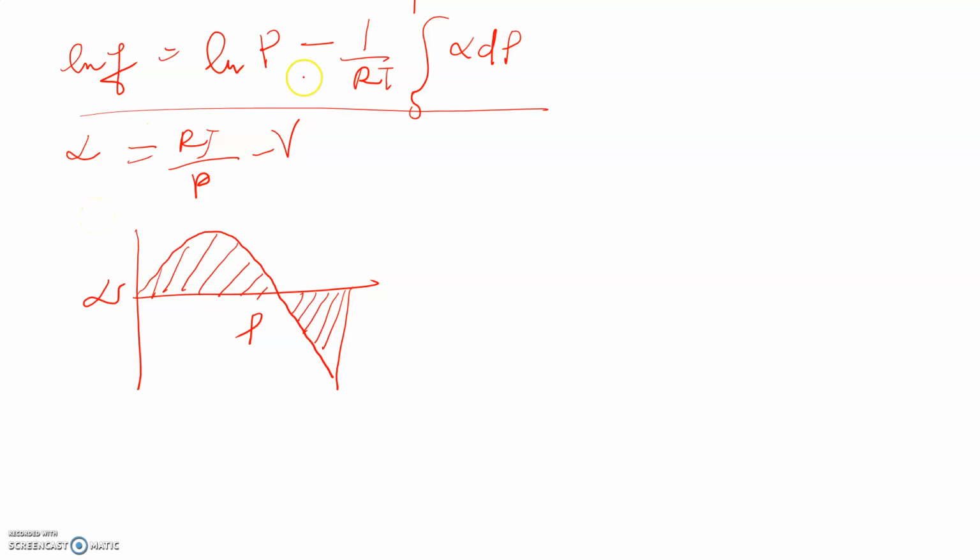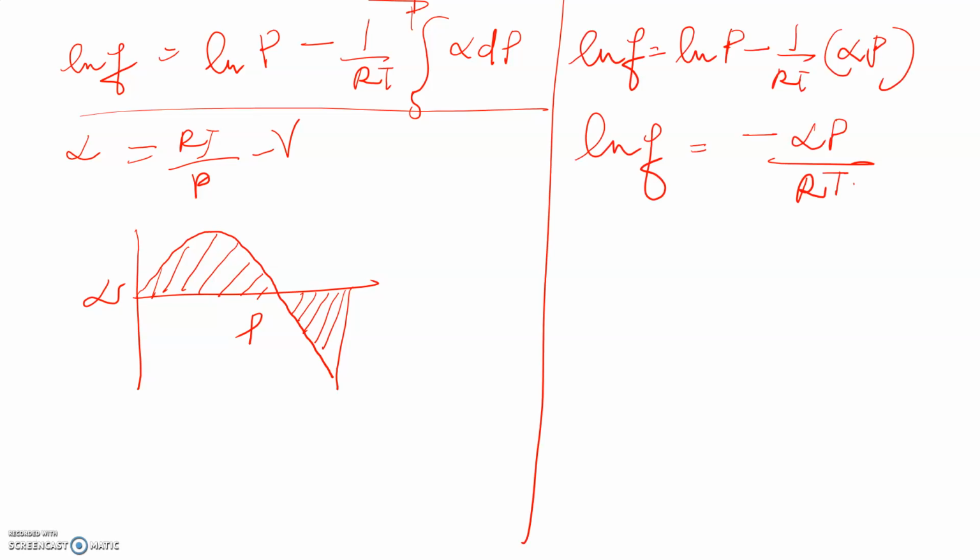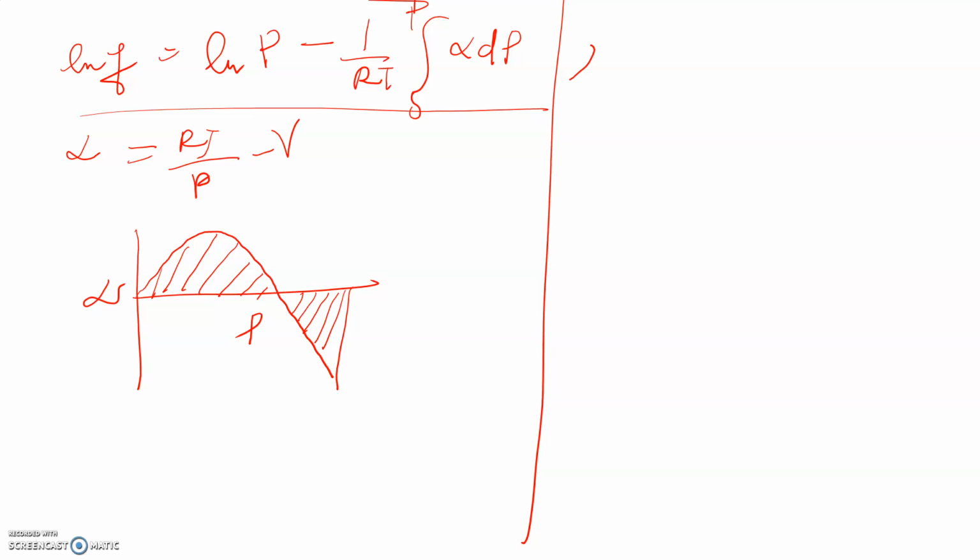ln f is equal to ln P minus 1 by RT integral 0 to P alpha dP. From this equation, we can calculate f just by taking the antilog. So now we saw how we can calculate ln f from a plot of alpha against P.